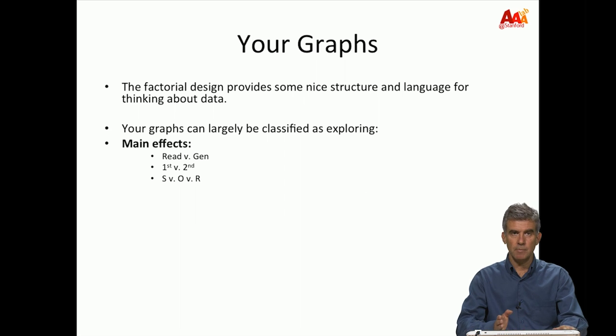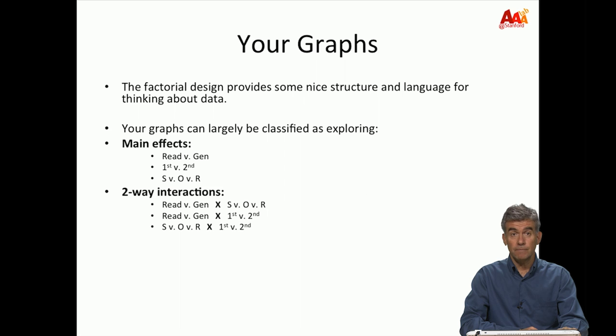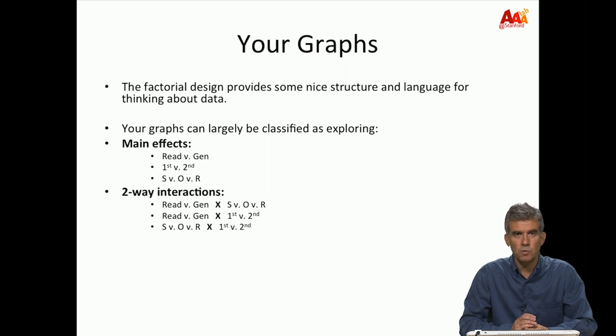So those were comparing main effects, because you're just looking at one factor and comparing the levels of that factor. Then there were slides that were more ambitious. They were looking at two-way interaction. So you're looking at two factors. You have read versus generate crossed with the type of word relation. Or you might have shown read versus generate crossed by first and second word.